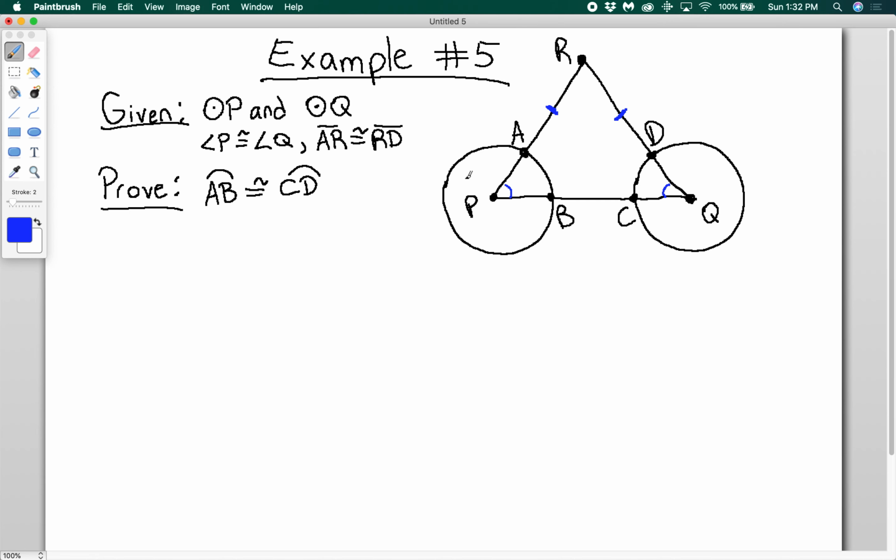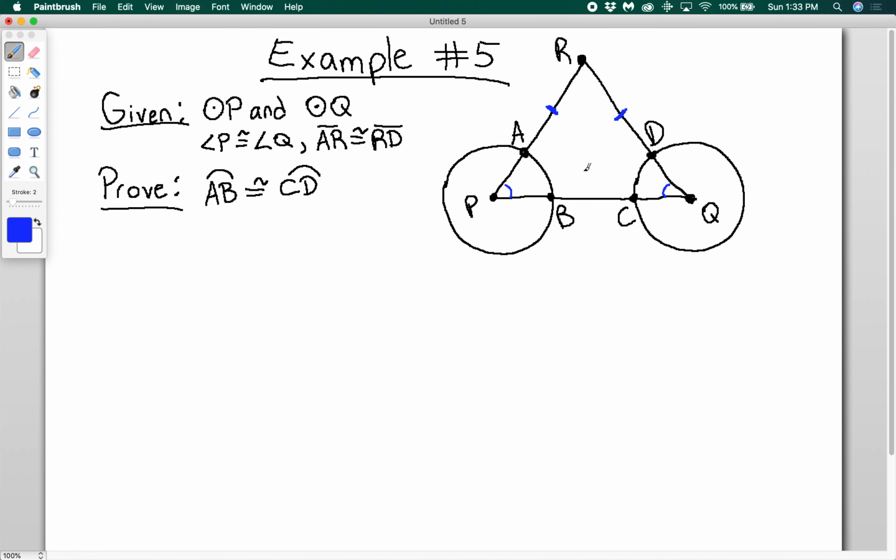And I want to prove that arc AB is congruent to arc CD. So I want to show that this arc here is congruent to this arc here. Okay? So I know these two angles are the same, right? So if these two angles are the same, the two arcs have to be the same if the circles themselves are congruent. So I think what we really want to do here is first prove that circle P and circle Q are congruent. And if we prove circle P and circle Q are congruent, then that automatically proves that these two arcs are congruent because the central angles are identical and congruent.